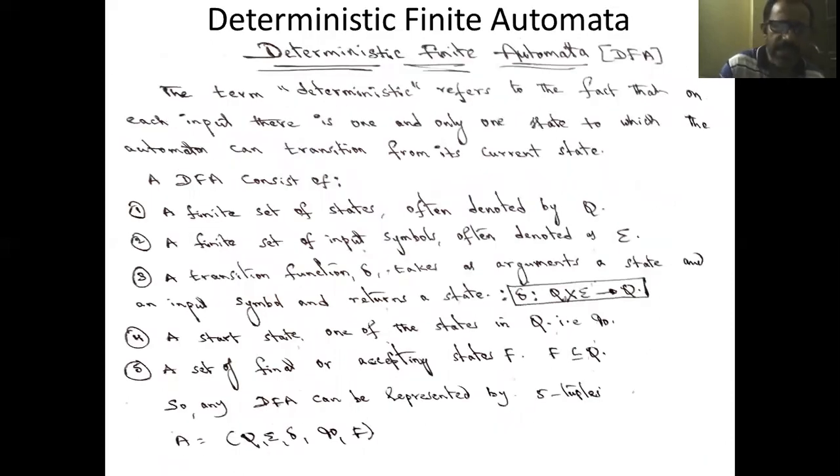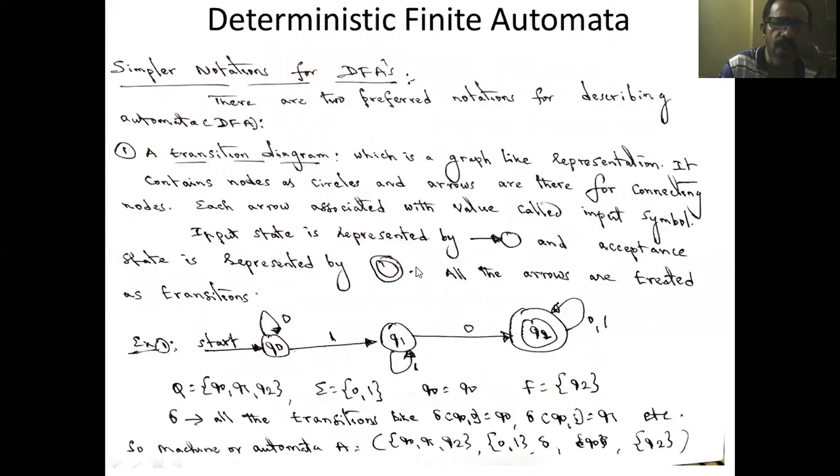We can represent DFA by using 5 tuples. So these 5 tuples are also called components of DFA. Sometimes you may get a question like explain or write the components of DFA. So you start with these 5 tuples. How can we represent a machine or automata? By using these 5 tuples: Q, sigma, delta, Q naught, F. Write about these 5 tuples. These are treated as components. In addition to this, some more components are there.